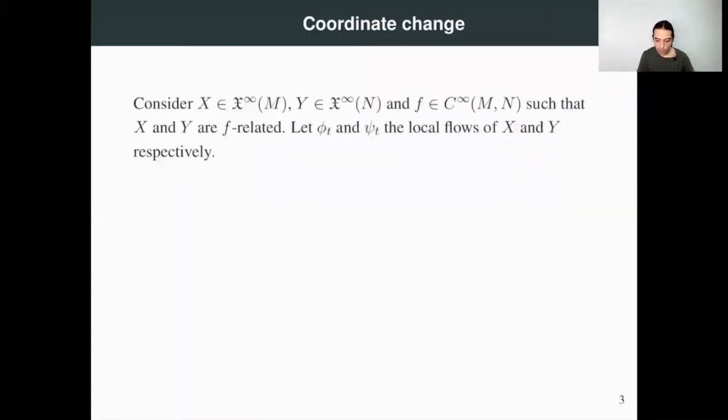So when we have two vector fields, X and Y, that are f-related, we consider the local flows of X and Y that we are going to denote by phi t and psi t respectively, okay, and we get this formula. The composition of phi t with f is going to be the composition of f with psi t. And the reason is that f sends trajectories of X into trajectories of Y.